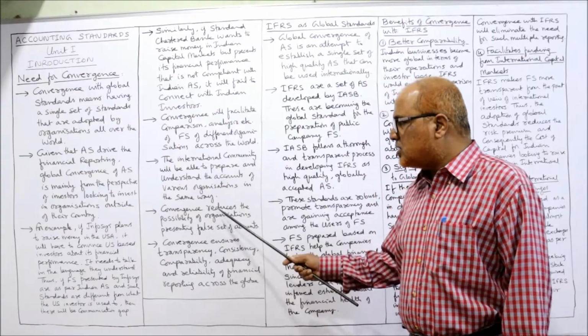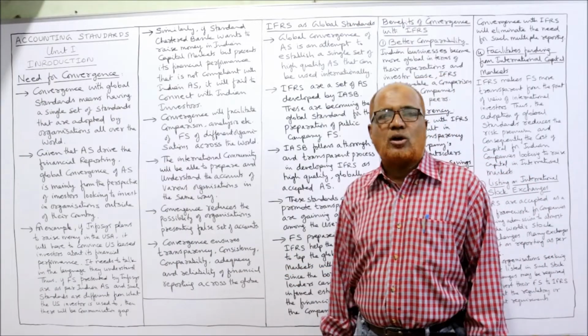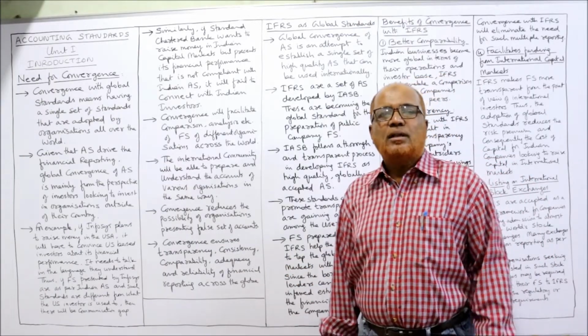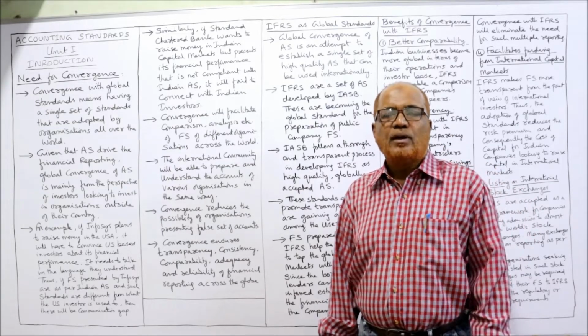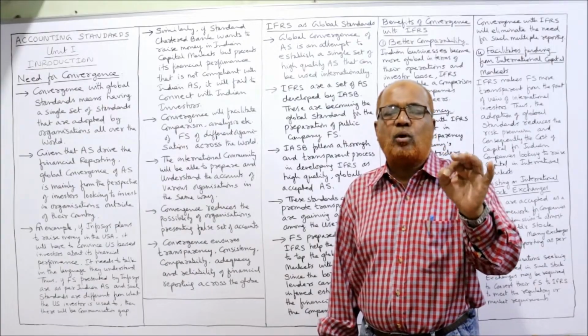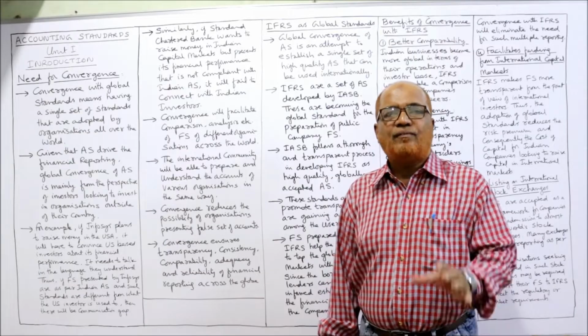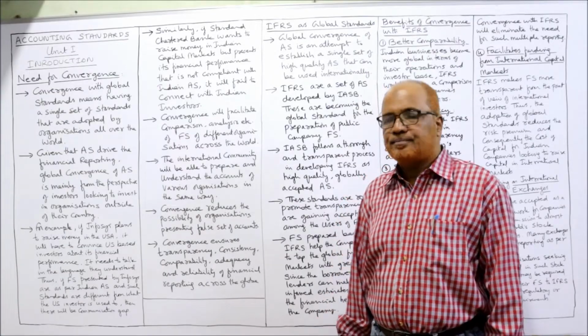The next one, convergence reduces the possibility of organizations presenting a false set of accounts, because the company's performance is reflected from its accounts. If you want to know the complete, correct, true and fair view of the business, then financial statements should follow the accounting standards.